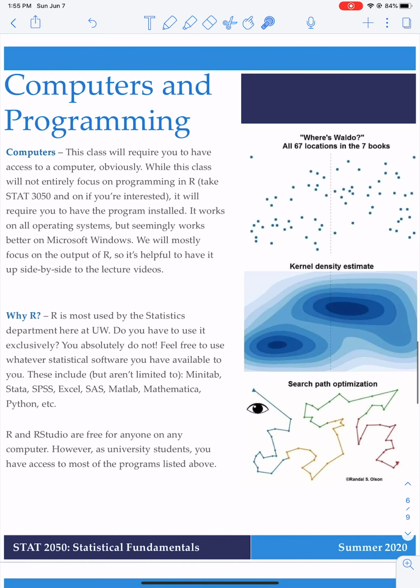So this, the computers and programming thing, we're not going to be doing a whole ton of computer programming or statistical programming. We'll mostly be looking at the output from R and R Studio. But it's good to have that on your computer so you can try it out yourself. There will be a few things towards the end of the semester that we will need R for, but it's nothing too crazy. Why do we do it in R?